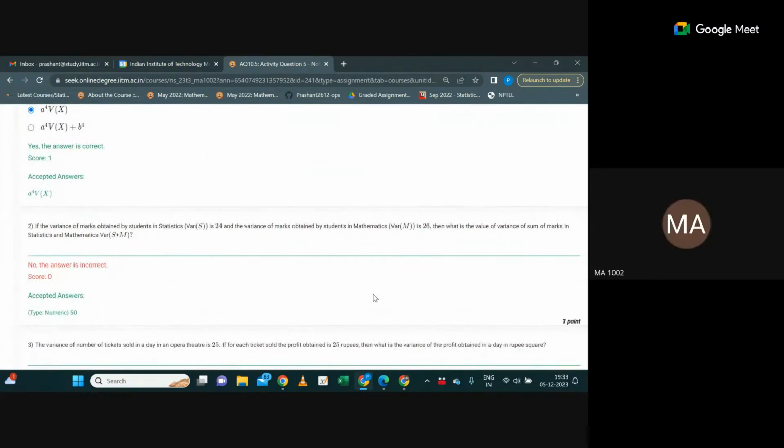Tell me about this question. I'm going to give you 1 or 2 minutes. Tell me what the answer will be. The variance of the number of tickets sold in a day in an opera theater is 25. If for each ticket sold the profit obtained is 25, what is the variance of the profit? Don't click on the answer. Tell me how you will find it.